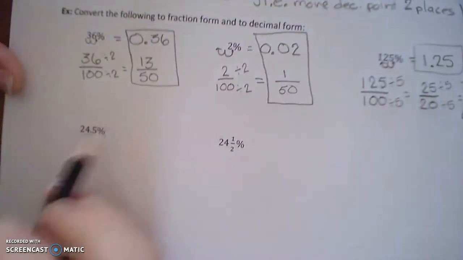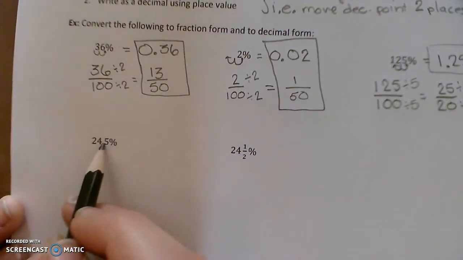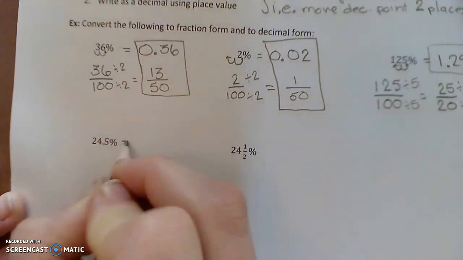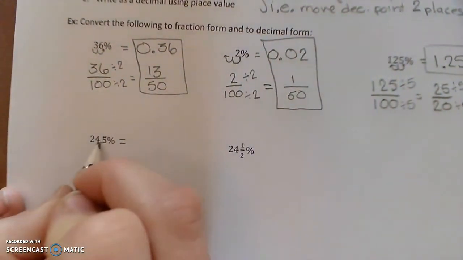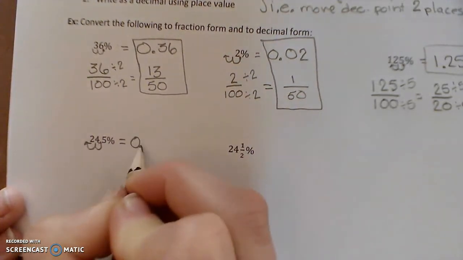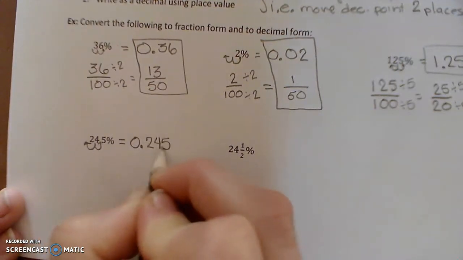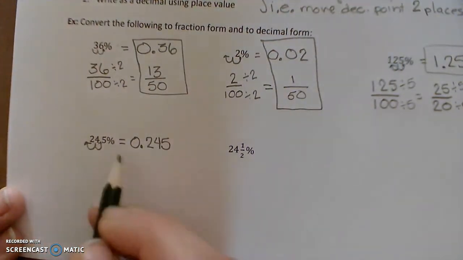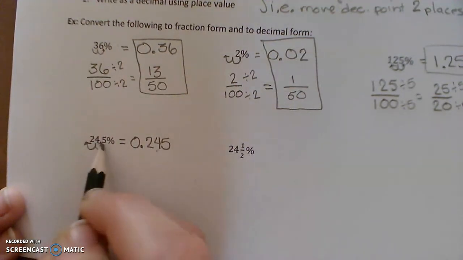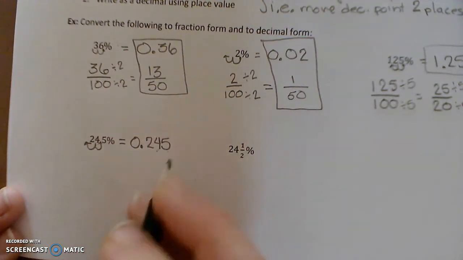This is a percent that has a decimal point in it. So to convert this to decimal, again, take the decimal point, move it 2 places left. So that would be 0.245. So 24 ending in the hundredths place here, right? And then the 0.5 would be the next place over in the thousandths place.